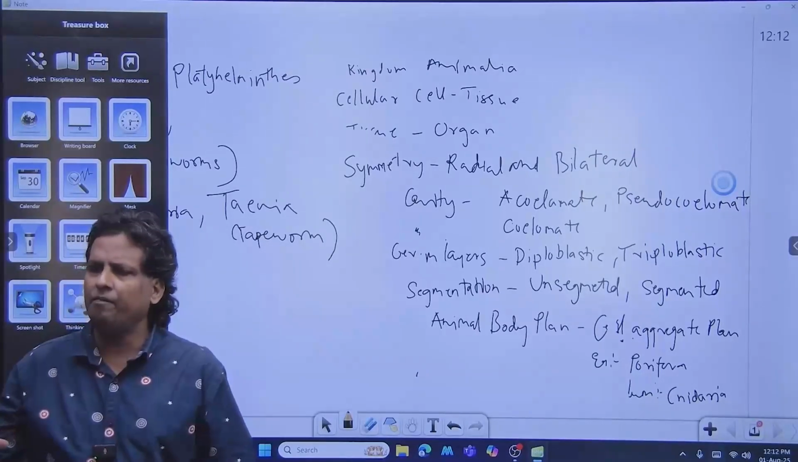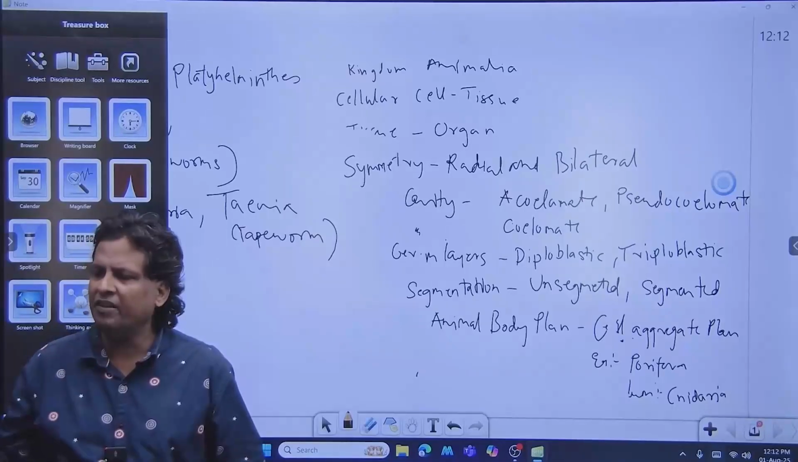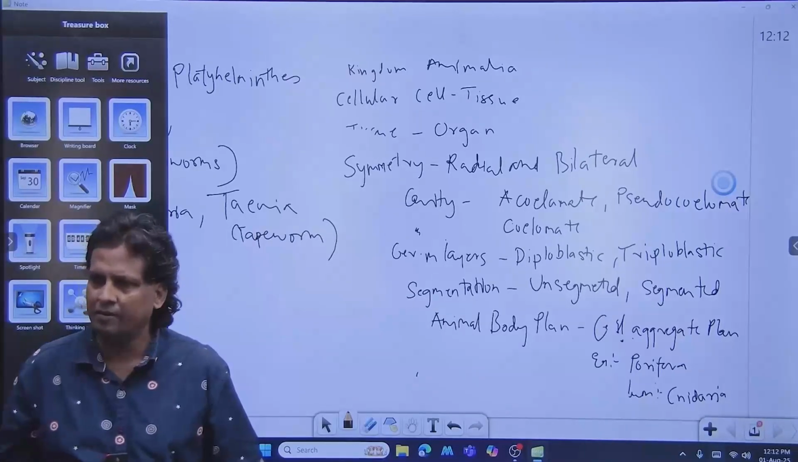It has multiple embryos from which new animals develop.